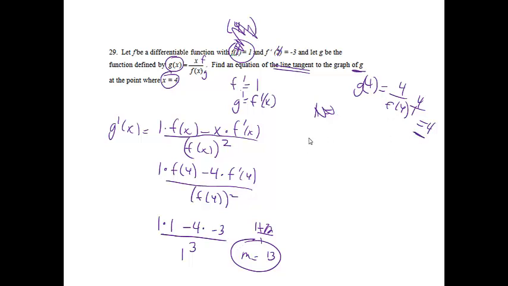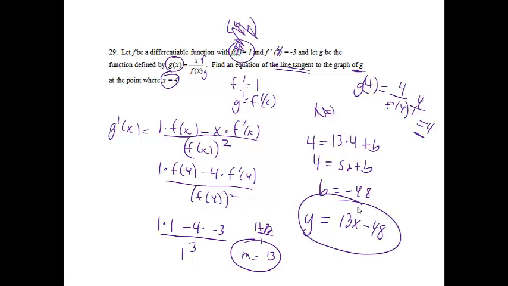So now using y equals mx plus b, I'm going to have 4 equals 13 times 4 plus b. I'll get 4 equals 52 plus b. If I subtract 52 from both sides, I'll get b equals negative 48. So the equation of my tangent line is going to be y equals 13x minus 48. And I am done.